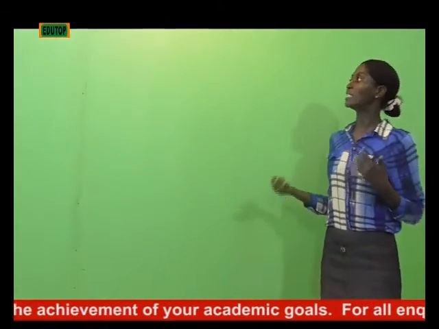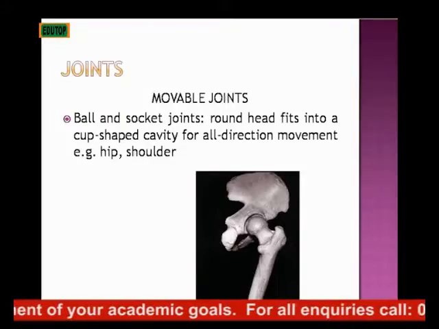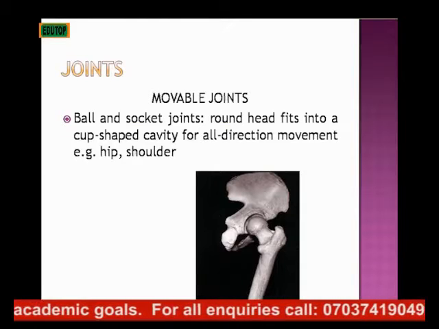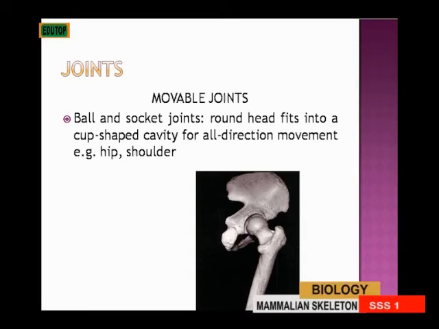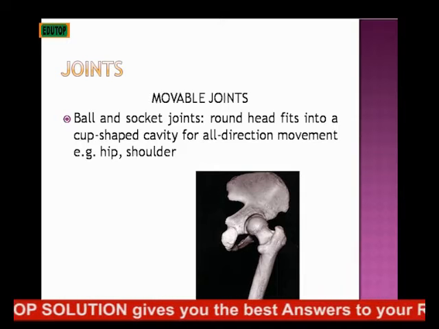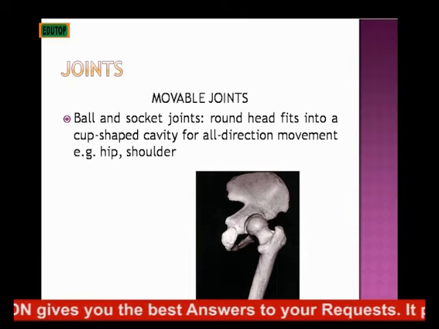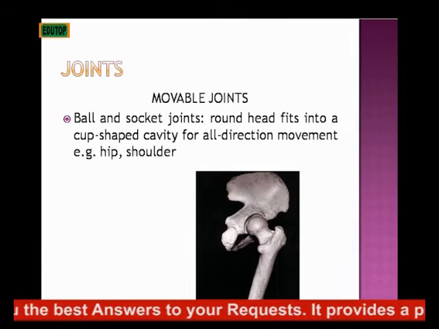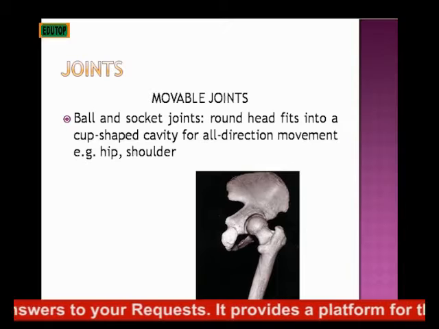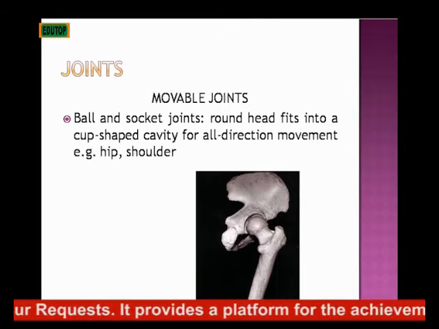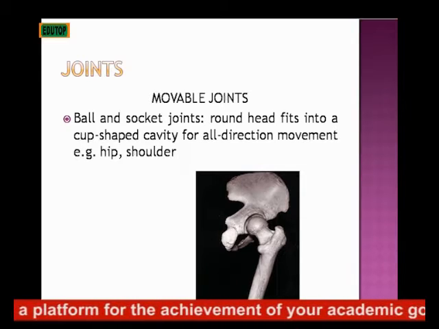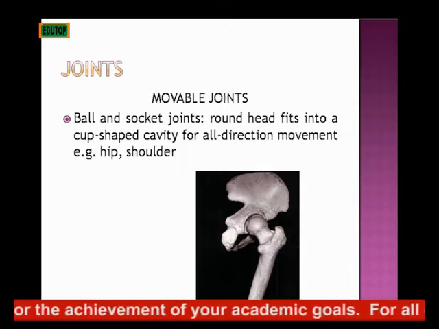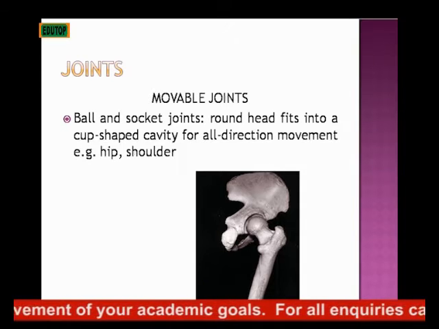Now we talk about the types of movable joints that we have. The first is the ball and socket joint. The ball and socket joint consists of a round edge that fits into a cup-shaped cavity for all directional movements. Look at this diagram. You can see a round edge that fits into something like a cup, for all-round movements.